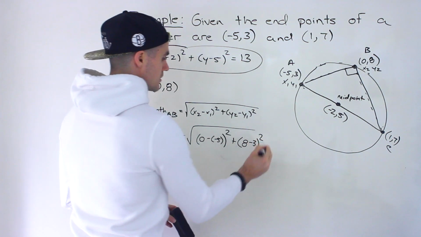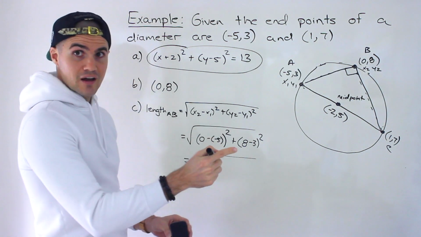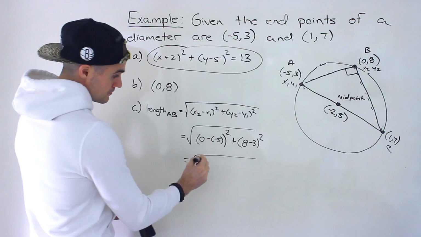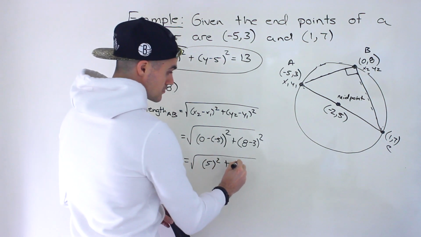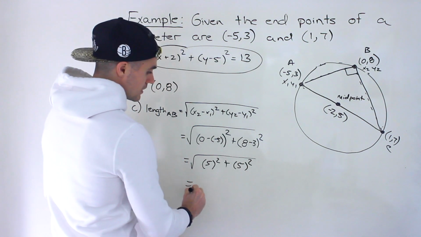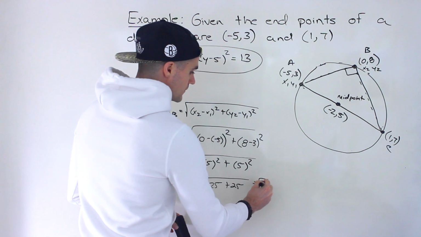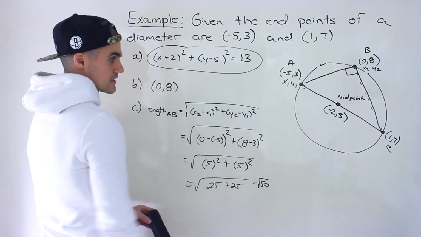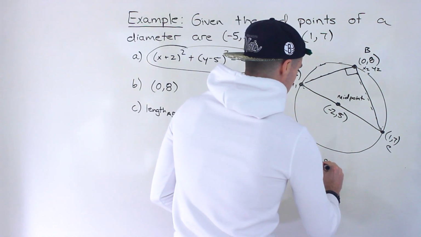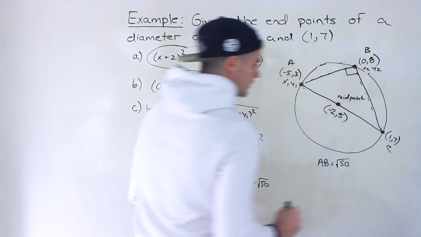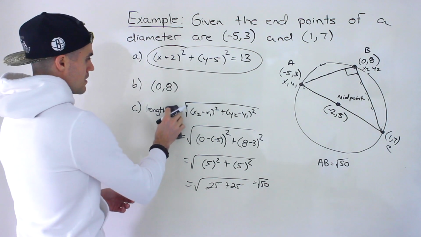We're going to square that, so this would end up being 0 minus -5 is like 0 plus 5, right? Those two negatives become a positive, so we'd end up with positive 5 squared plus positive 5 squared. So we'd end up with 25 plus 25, which would give us root 50. And I'm going to leave it as an exact value. Okay, so the length of AB is root 50. Now let's find the length of BC.